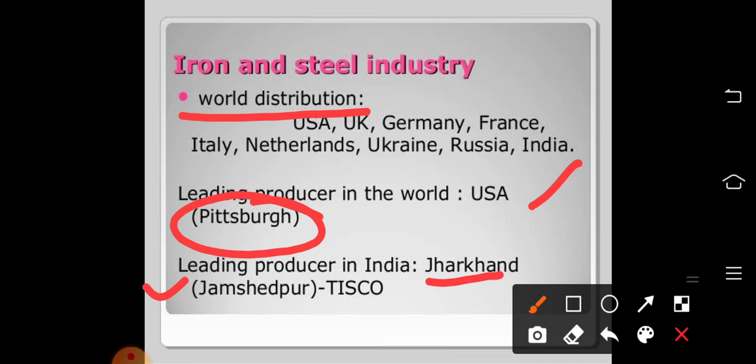We know that Jharkhand is known as the mineral state of India. The first iron and steel plant in India was also established in Jharkhand, in Jamshedpur. That is TISCO, Tata Iron and Steel Company. Okay, so this is the leading producer of iron and steel in India. Then in the world, it is USA. That is Pittsburgh and Jamshedpur. Okay, so have a look at the industry at a glance.